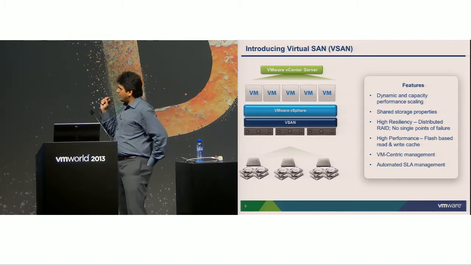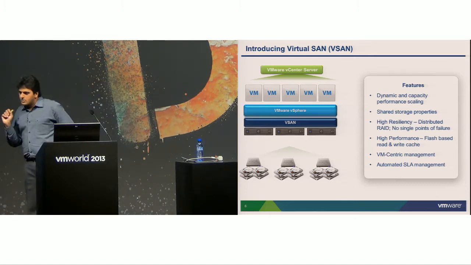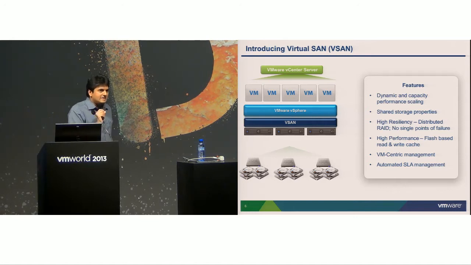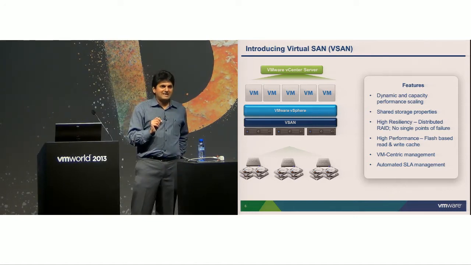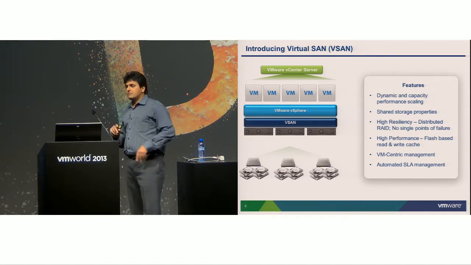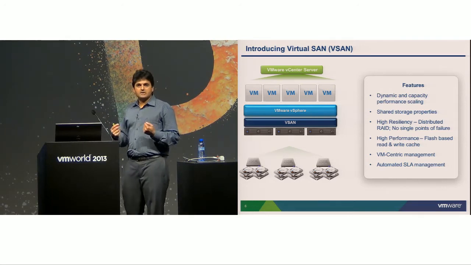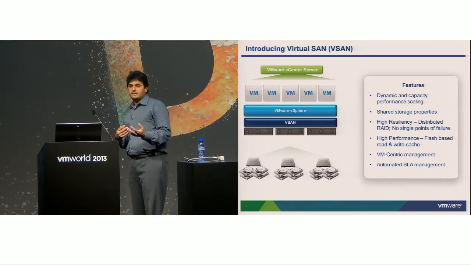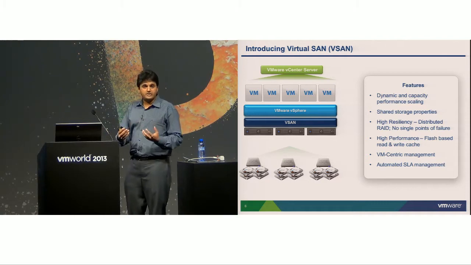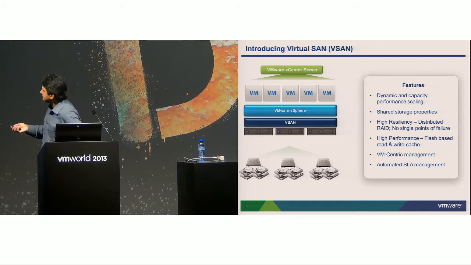I just want to point out one last thing about vSAN. As you would expect from any enterprise storage system, vSAN is highly resilient. So there are no single points of failure, and we've also implemented a distributed RAID mechanism for resiliency. So vSAN can protect against component failures, node failures, and so on. And you'll see how shortly.